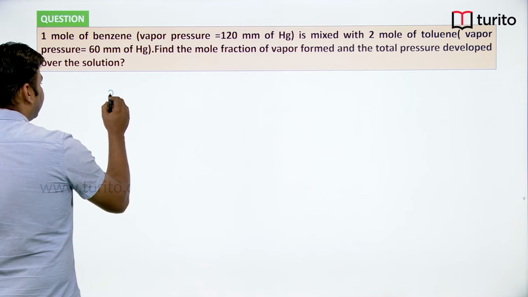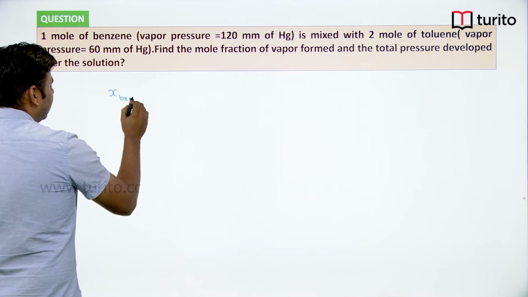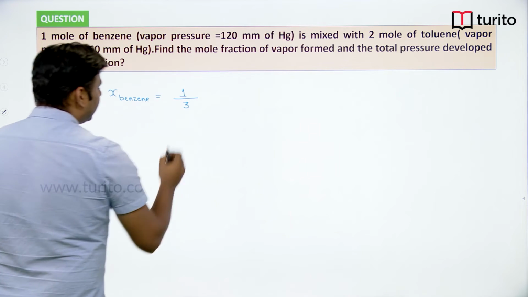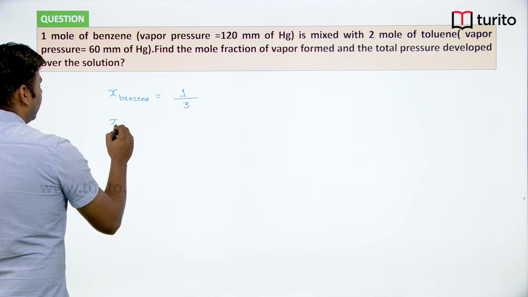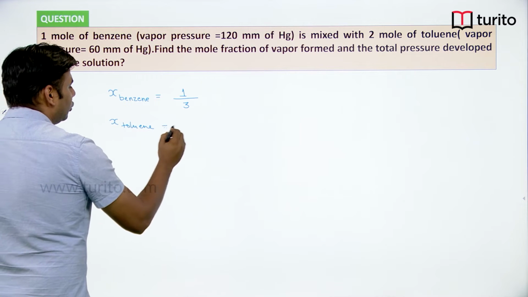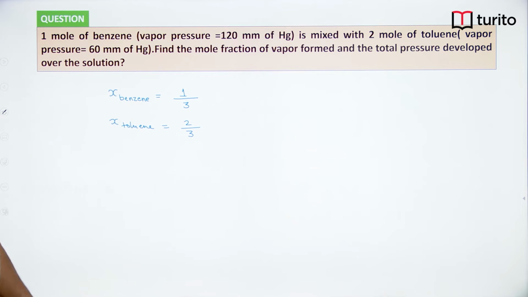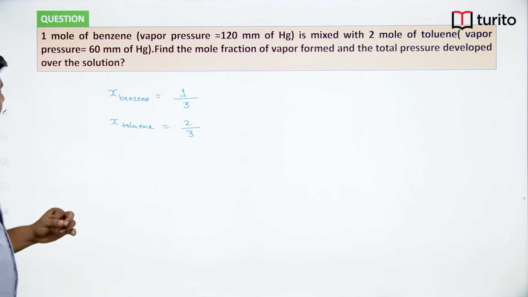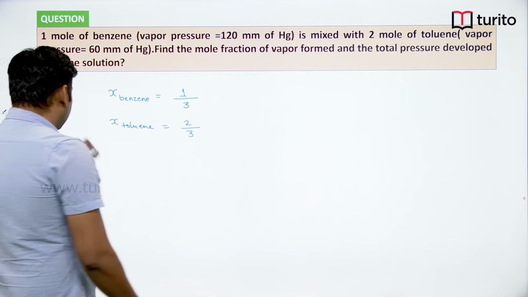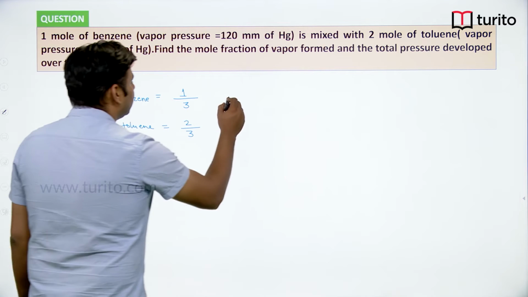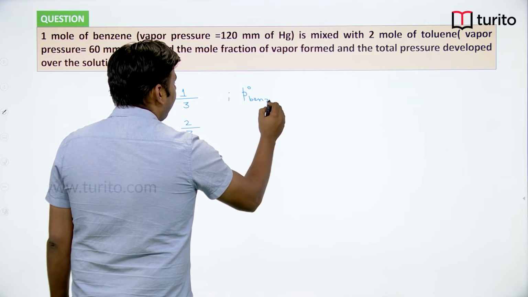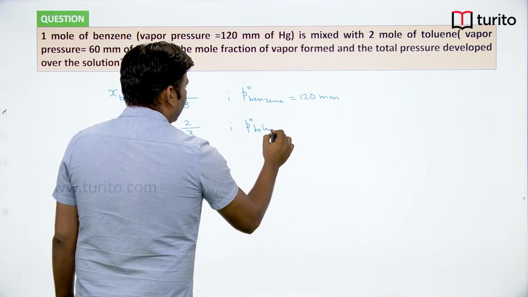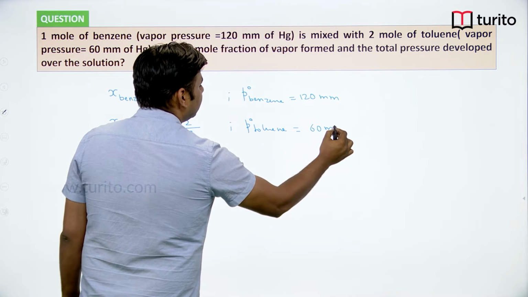So we know that the mole fraction of A, or the mole fraction of benzene, in liquid phase would be moles of benzene is 1, total moles is 3. So the mole fraction of toluene in the solution would be 2/3. Small x will always denote mole fraction in liquid phase and y would always represent mole fraction in vapor phase. So these are the mole fractions that are given to us. We also know that P naught of benzene is 120 mm of Hg and that of toluene, as given to us, is 60 mm of Hg.